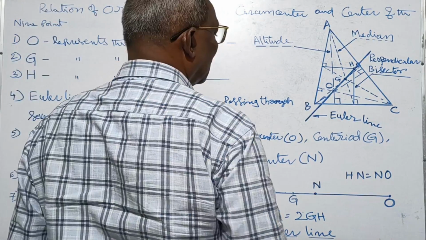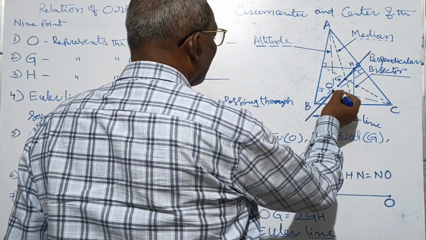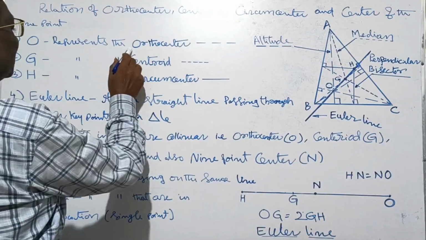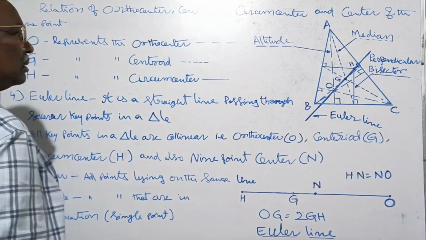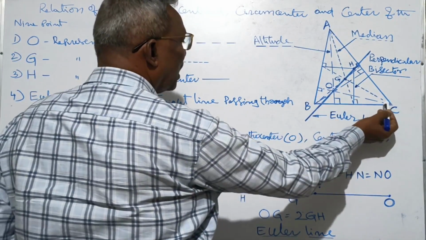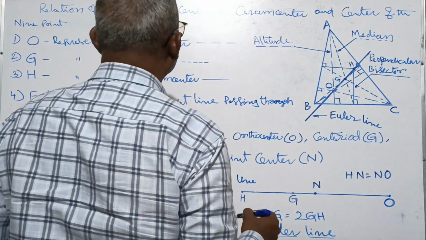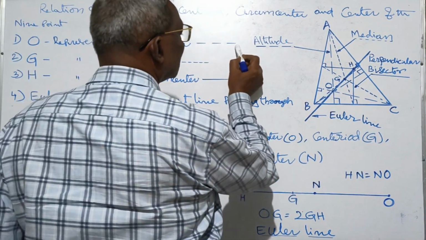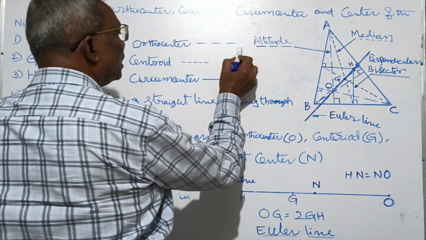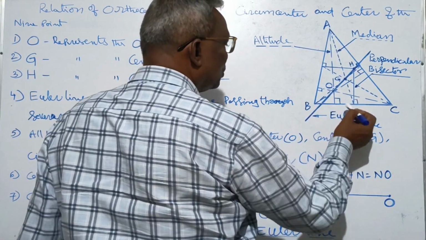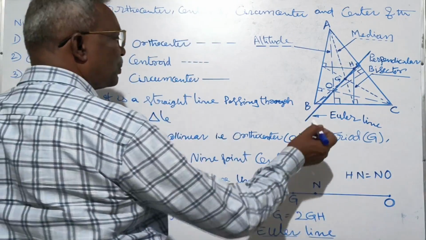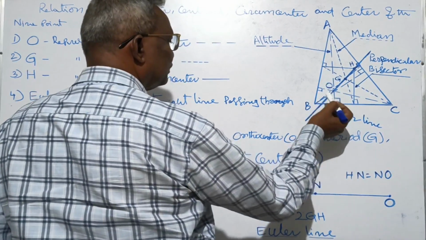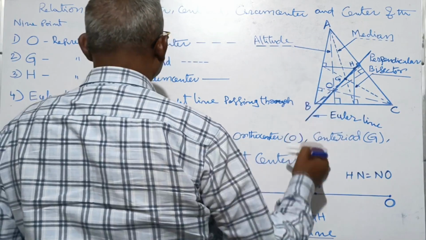Next, this is the orthocenter, O. O represents the orthocenter. To represent the altitudes in the triangle, big dotted lines are given. These altitudes are represented by the big dotted lines. So this is O.